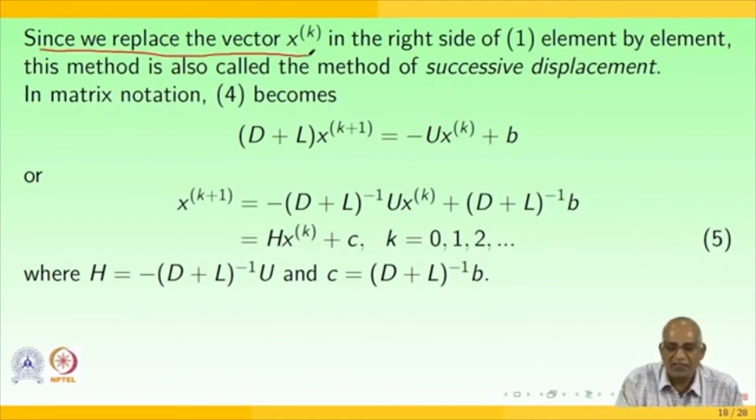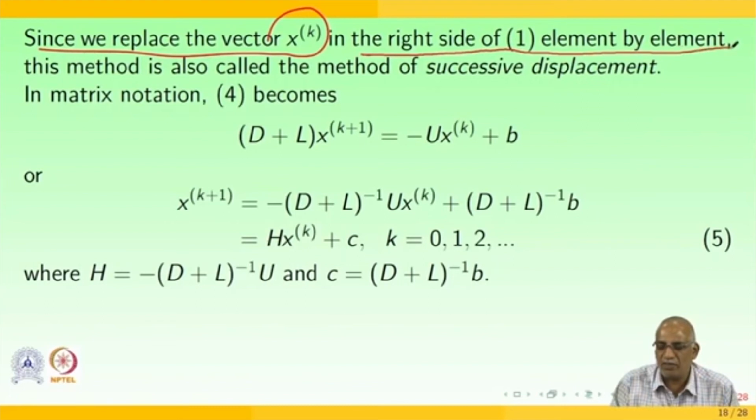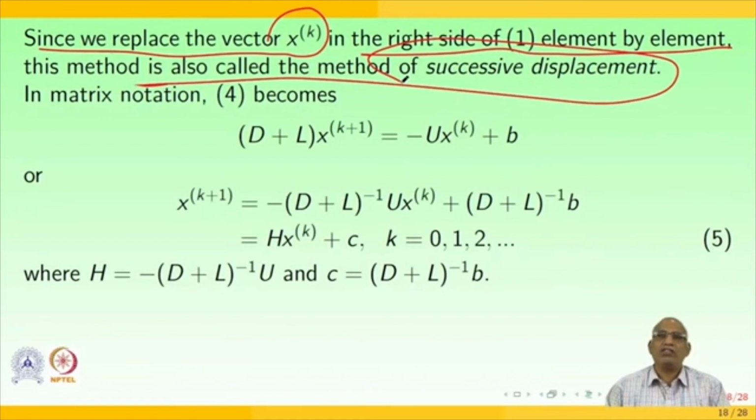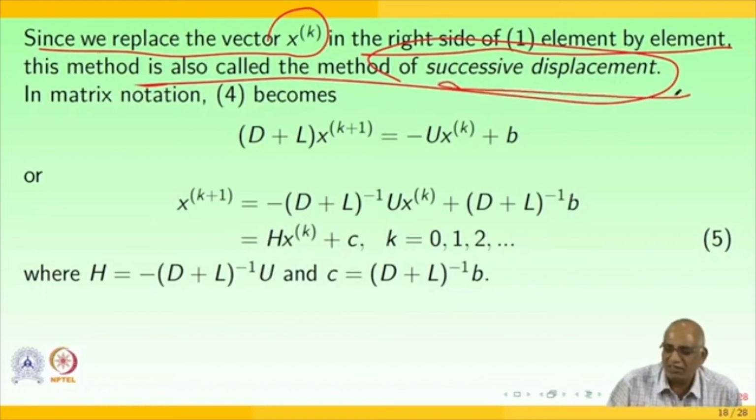Since we replace the vector xk in the right side of 1 element by element, the method is also called successive displacement. That means whatever is available in the first iteration, first element, let's say x1, we are using in x2 updated approximation, and whatever is available x2 we are using in the next iteration. We keep on doing like this. That's why it is called successive displacement. Simultaneous displacement and successive displacement, we see the difference.